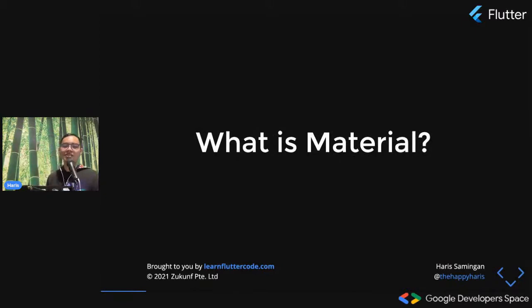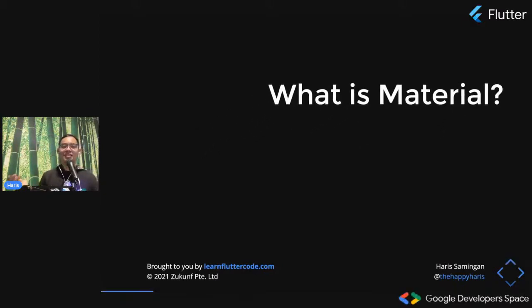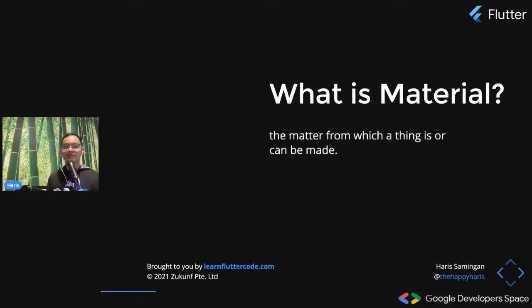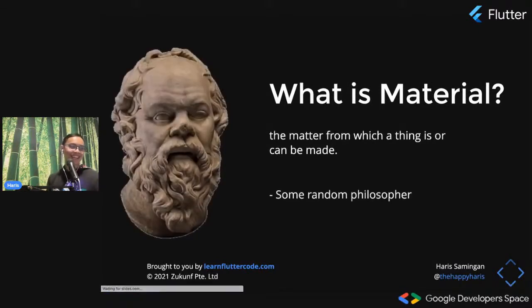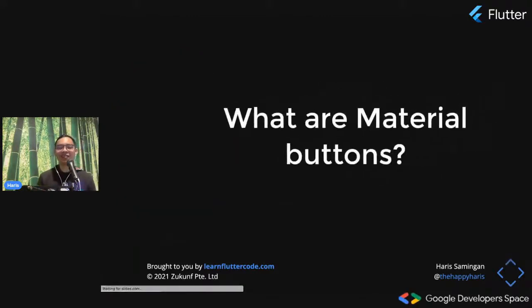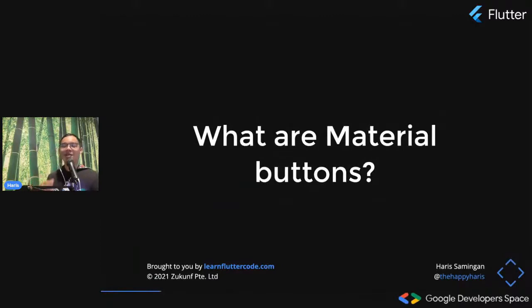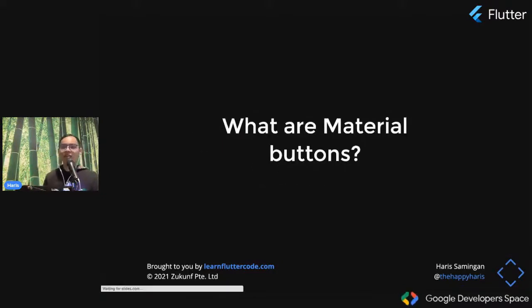So the first question, what is material? So material is basically the matter from which a thing can be made, by some random philosopher. No, so if you were to Google, that's literally the material definition. But in actual fact, you might be thinking, what are material buttons, right? Because some of you might not be using material design or material.